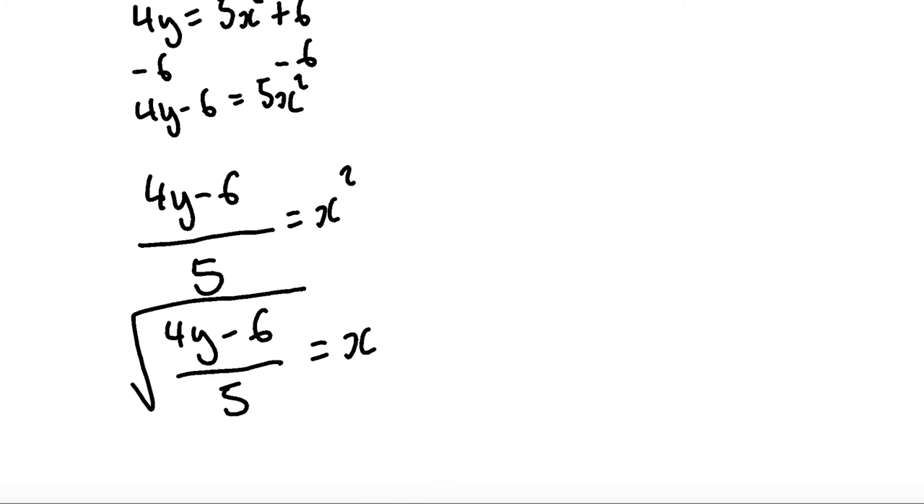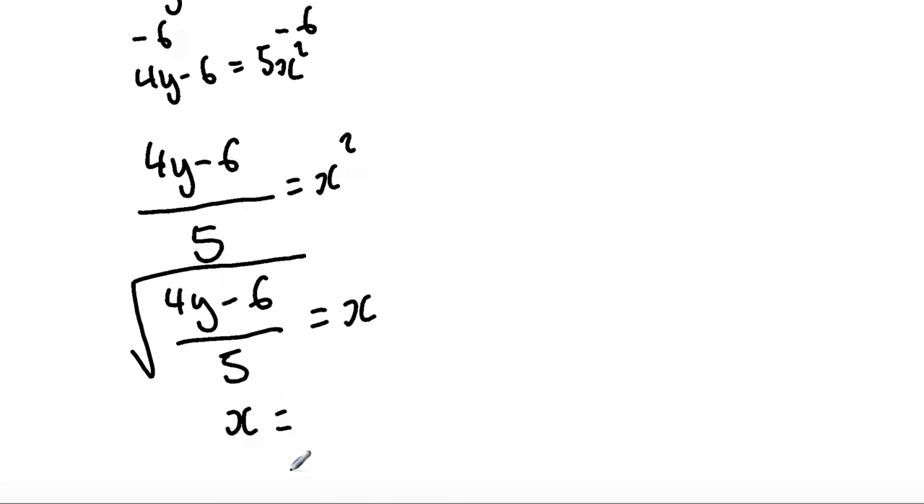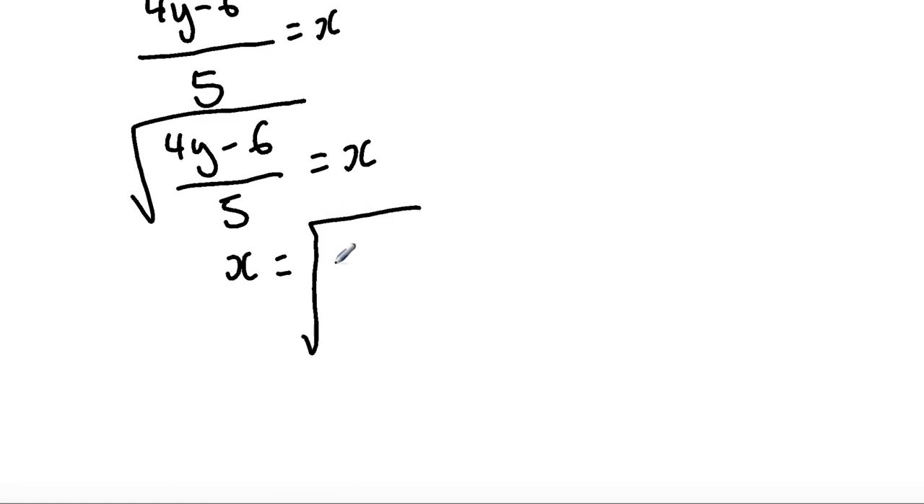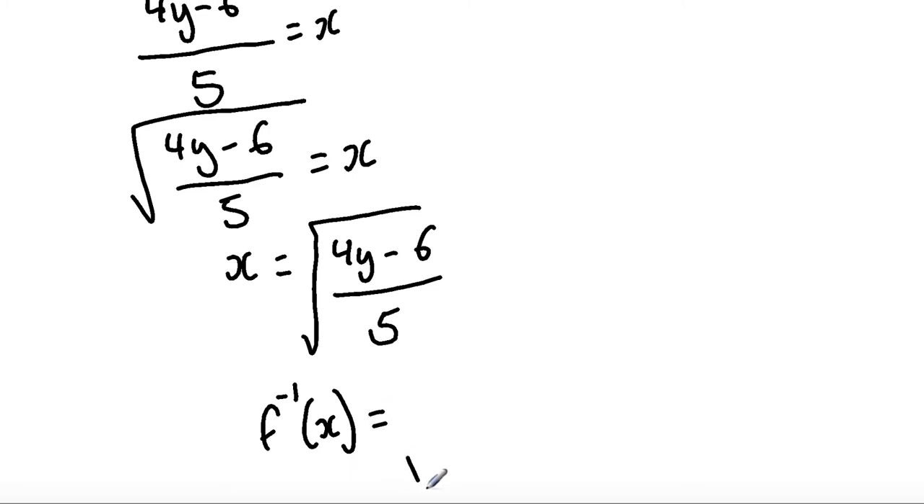Now I'm going to rearrange the equation to make the subject x on the left hand side. So we should have x is equal to the square root of 4y minus 6 over 5. Once you've made x the subject, you can change the notations around so that x now is the inverse function of f of x and y is equal to x. So we should have the inverse function of f of x is equal to the square root of 4x minus 6 over 5. And that's our answer for 3a.